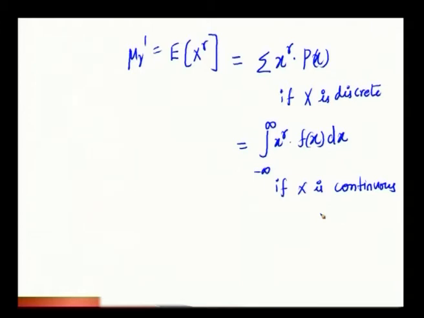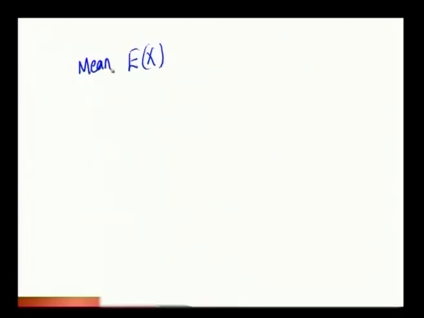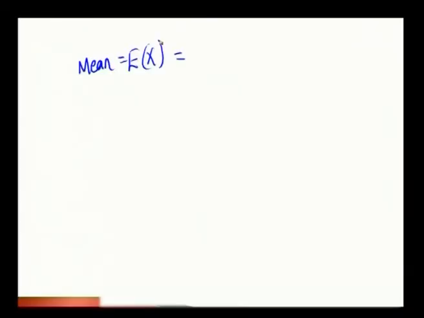So, using this definition we can find out mean and variance. What is mean and variance? We already know mean is equal to expectation of x. We know that mu r dash is expectation of x power r. Here the power is 1. So, when r is equal to 1 we get mean. So, mean is equal to mu 1 dash.